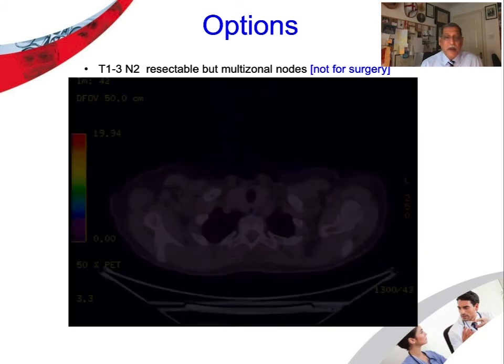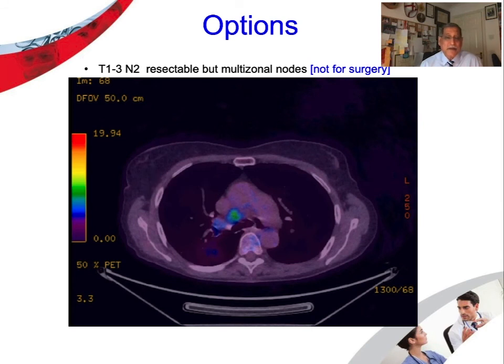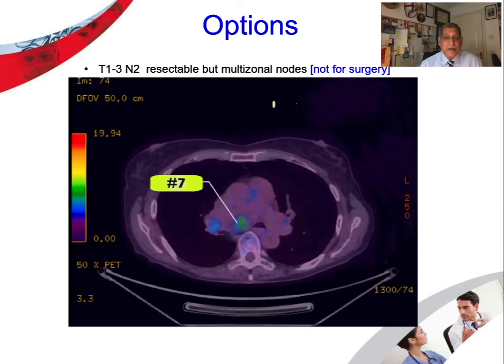On the other hand, a similar primary with similar 4R nodes and an active subcarinal station 7 stages the disease as multizonal N2 disease. And despite the fact that it is technically possible to operate and remove the tumor together with all these lymph nodes, the treatment of this patient should not include surgery, as it will not improve the 5-year survival rate. And the patient is best served by radical chemoradiotherapy and nothing else. A change of 1 node, which is a game changer.